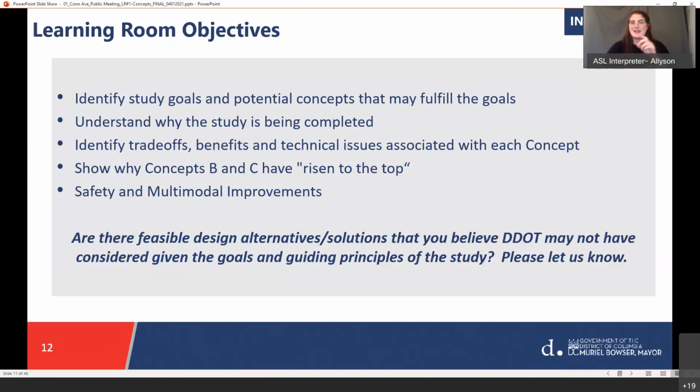The objectives of the learning room are to identify study goals and potential concepts that might fulfill those goals, to understand why the study is being completed, and to identify trade-offs, benefits, and technical issues associated with each concept. We want to show why concepts B and C have risen to the top, and we want to show you our safety and multimodal improvements. If there are any feasible design alternatives or solutions that you believe DDOT may not have considered, given the goals and guiding principles of the study, please let us know.